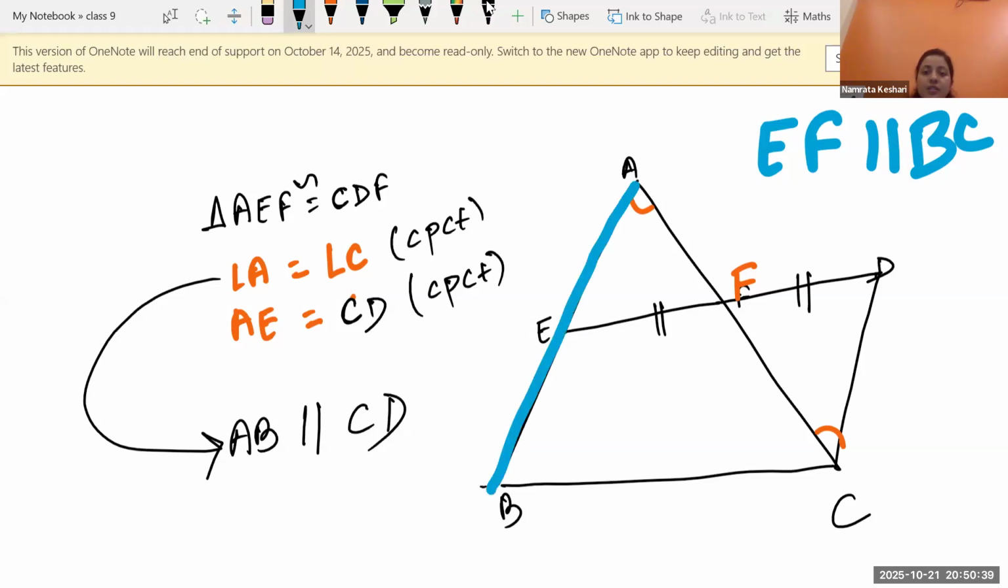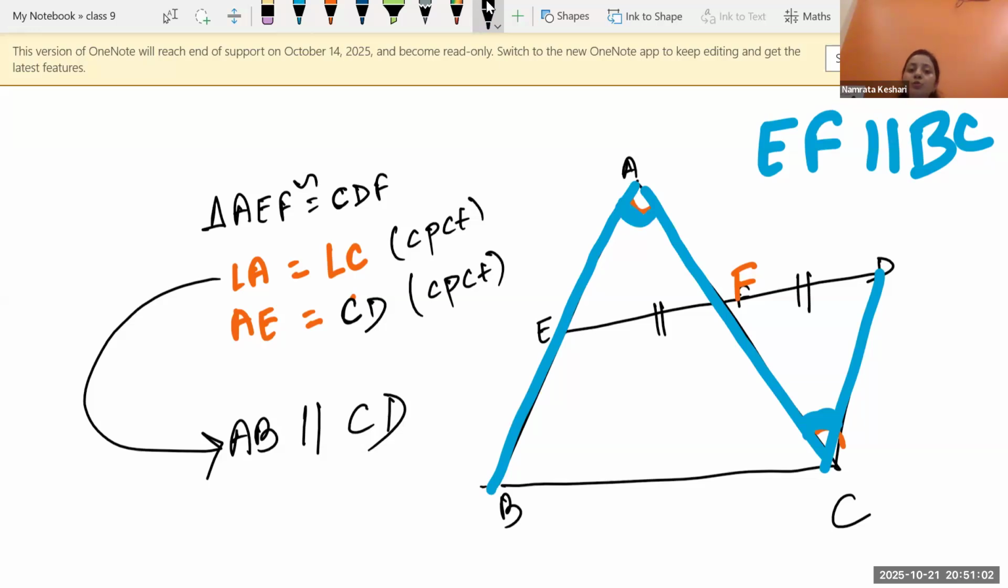AB, CD. There is a transversal, and this angle and this angle are the same. So from there we are able to say AB and CD are not random lines, these two are parallel lines because the alternate interior angles are the same. Clear? Okay, so we have one condition: AB and CD are parallel with each other.